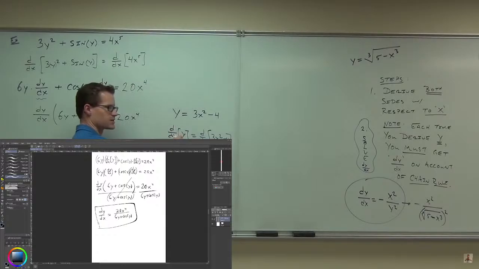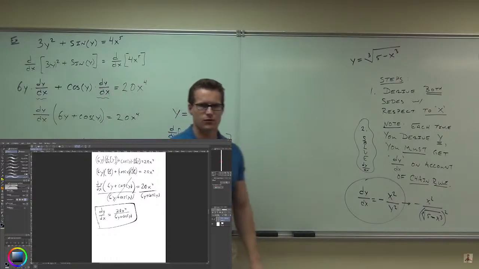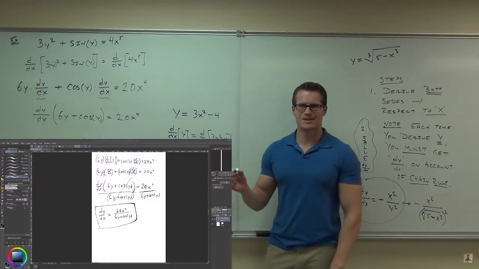That's a function in terms of x, isn't it? The derivative gives you dy dx. You've actually been doing implicit differentiation the whole time. It's just been nicely solved for you the whole entire time. That's kind of neat, right?